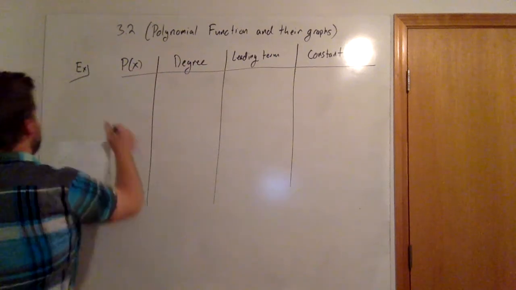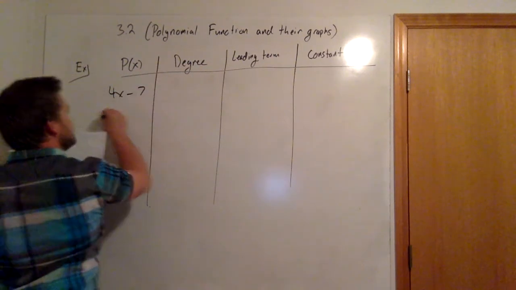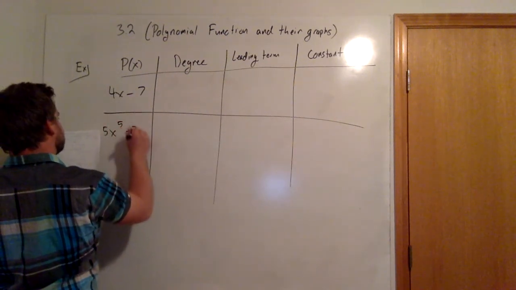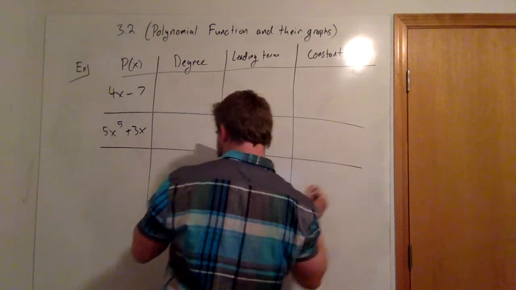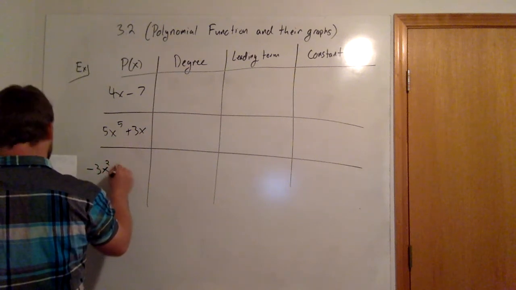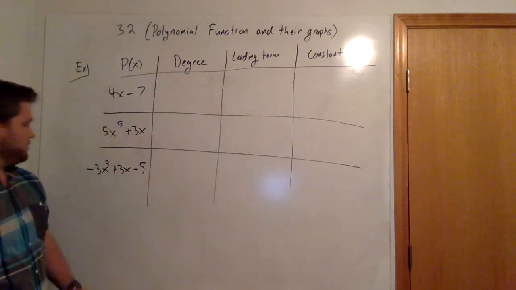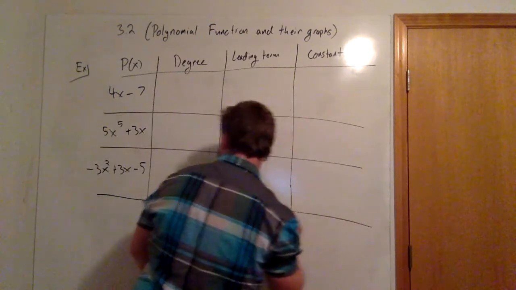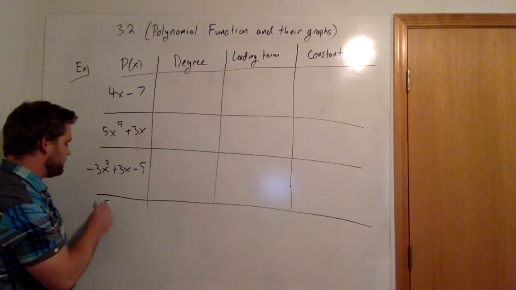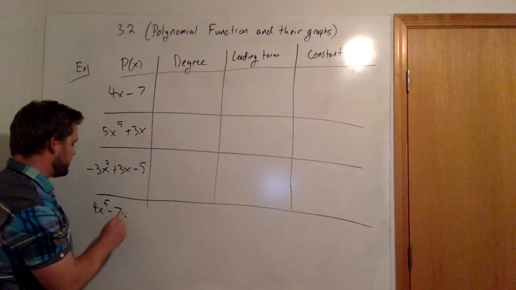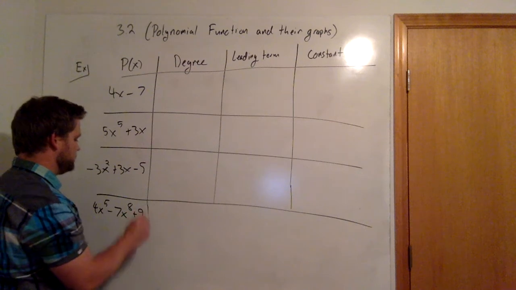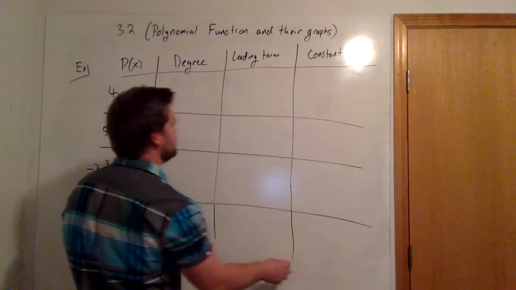Okay, so let's do this for 4x minus 7. Let's do this for 5x to the 5th plus 3x. Let's do it for negative 3x squared plus 3x minus 5. Sorry, I'm standing in front of the board. Let's do one more. How about 4x to the 5th minus 7x to the 8th plus 9. So maybe take a second and pause the video and see if you can fill out this table.